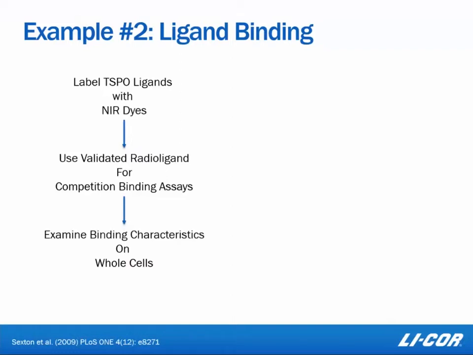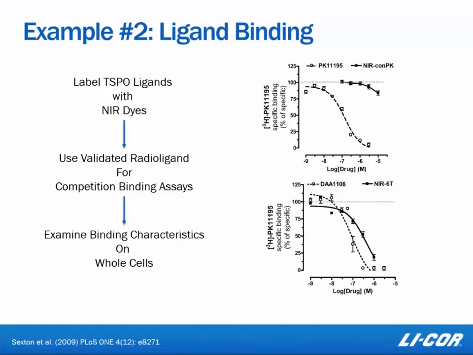Here we can see the results from their radioligand binding studies. They constructed two IRDye 800CW ligands, NIR-ConPK and NIR-6T. From these radioligand binding results, they found that the addition of IRDye 800CW affected the affinity of NIR-ConPK for TSPO, whereas it appeared not to affect the binding affinity for NIR-6T.